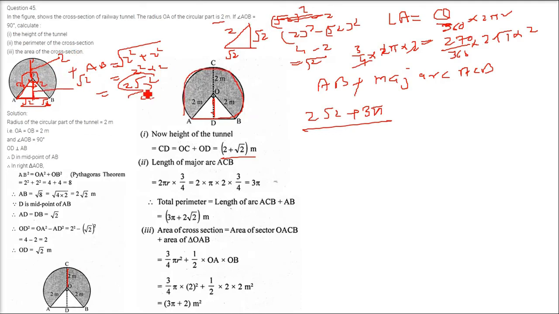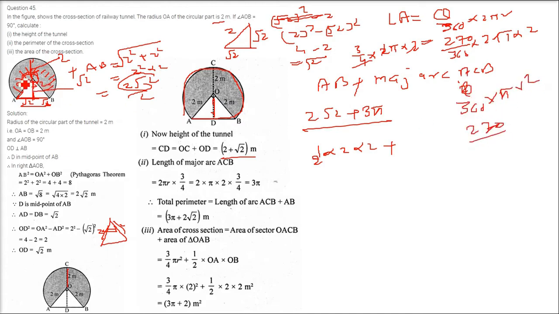Now in order to find the area of the cross section, you have to find the area of this sector and the area of this triangle. The triangle can easily be found because this is 90 degrees, with sides 2 and 2: half into base into altitude. Plus the area of the sector, which is this one. The area of any sector is theta by 360 into pi r square. Theta here is 270 because this is the area I'm interested in.